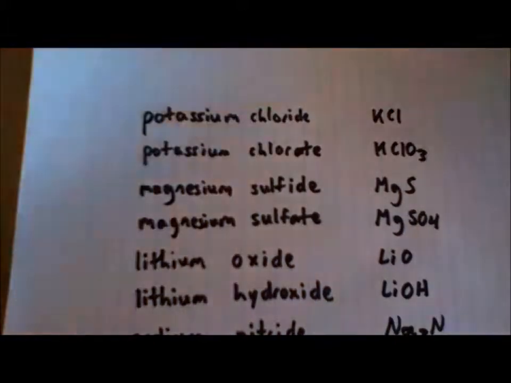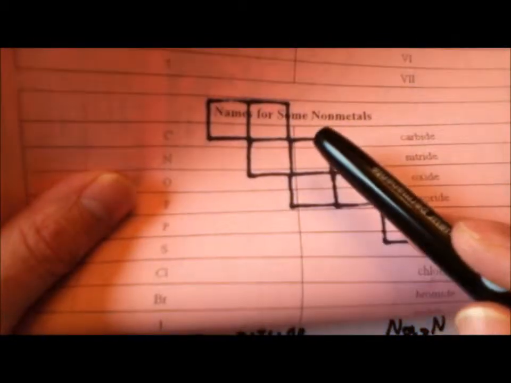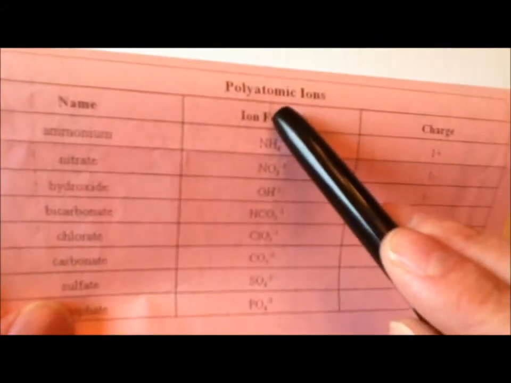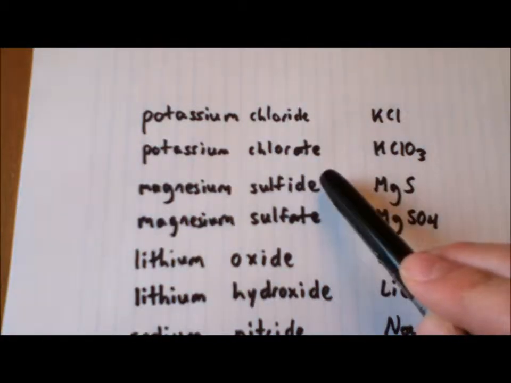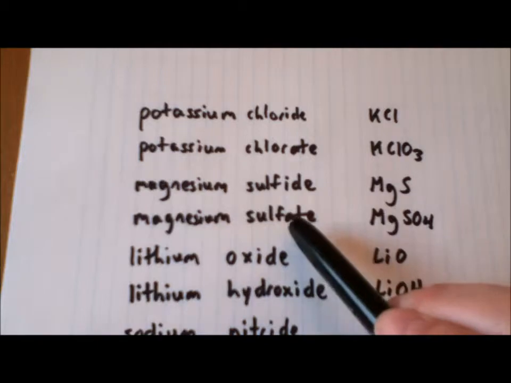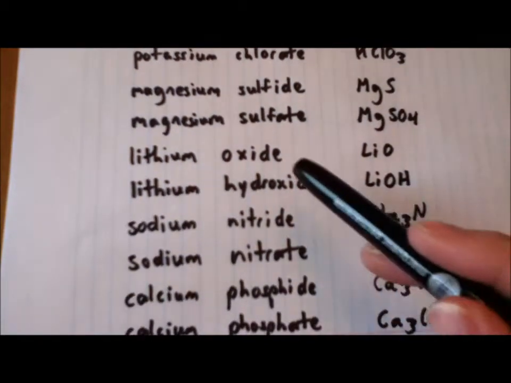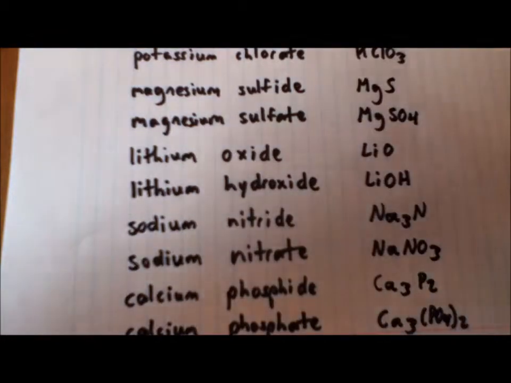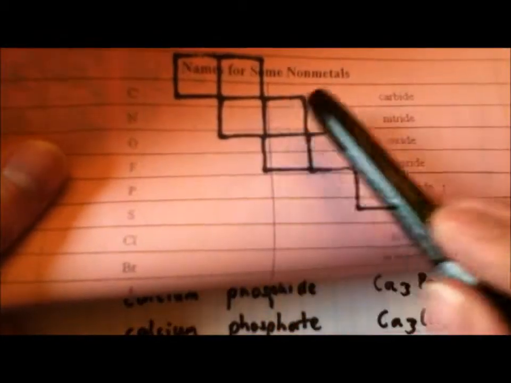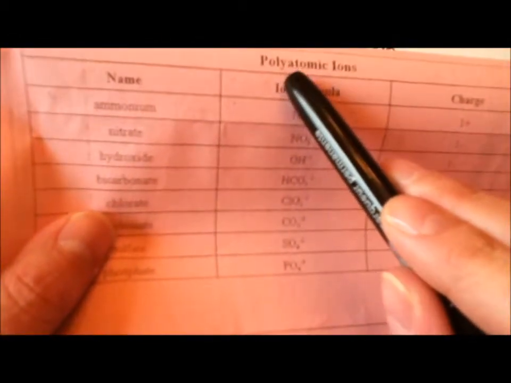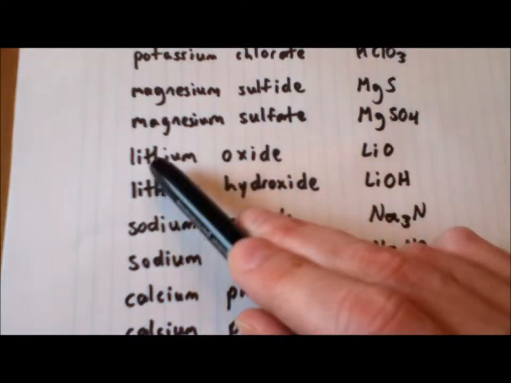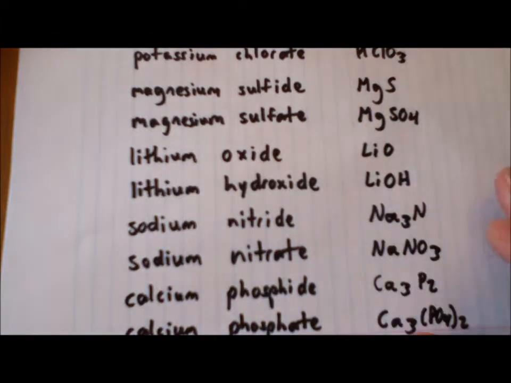Sulfide versus sulfate. When I look for those names, I see that sulfide is here. It's just S. That's a regular ionic compound. Sulfate, however, listed right here, is SO4, a polyatomic ion. So this is an ionic compound, and this is a polyatomic compound. Again, we can do the same thing for oxide versus hydroxide. Oxide is here, it's just O, but hydroxide, OH, is polyatomic. So this is ionic. Lithium hydroxide, however, is polyatomic.